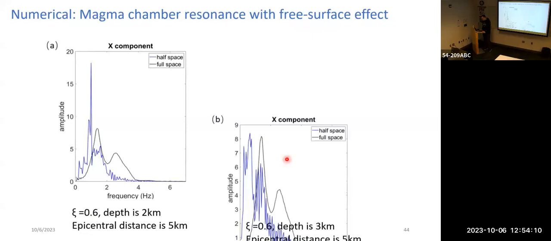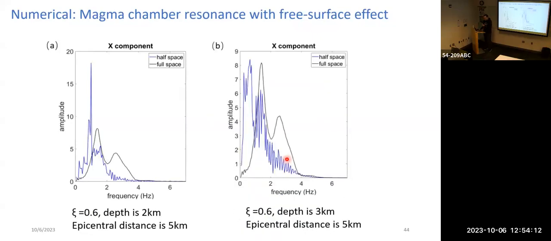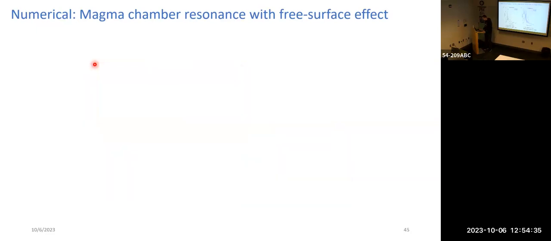And here is the spectrum analysis when the epicenter distance is 5 kilometers. You can see for the half space, we have new peaks. And the black line, that is the full space boundary element, represents the natural frequency of the magma chamber. But when we added the free surface, the resonance frequency shifted to a lower frequency and has a higher amplitude.